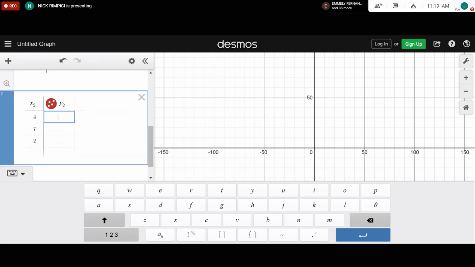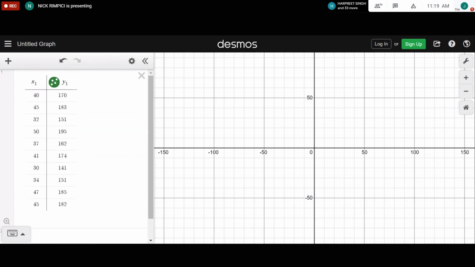You can click over to the other side and put the corresponding y value, whatever that is, like 7, 3, 2, whatever it is. Okay, so you just make a table, and then type all the x's in, and then type all the y's in. Okay, that's what I did.